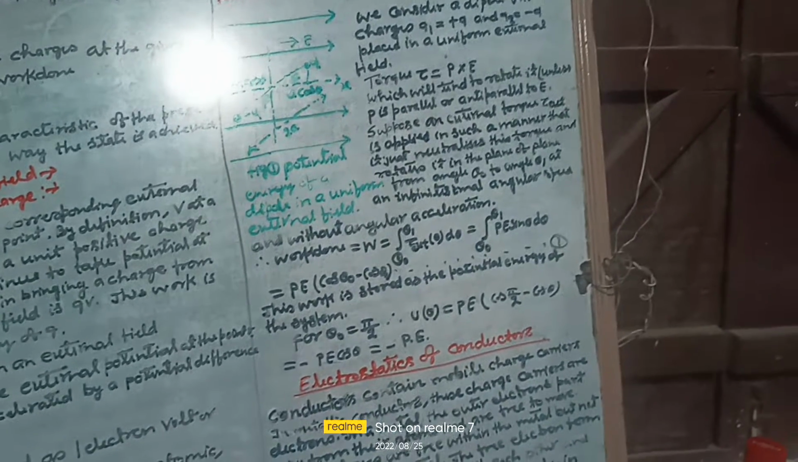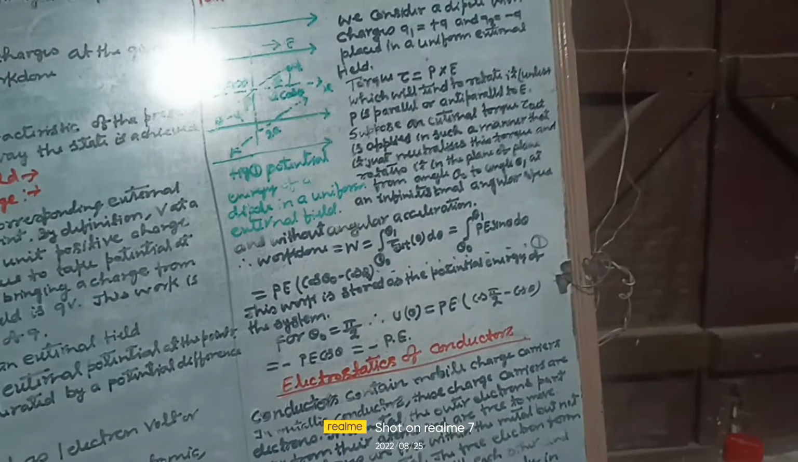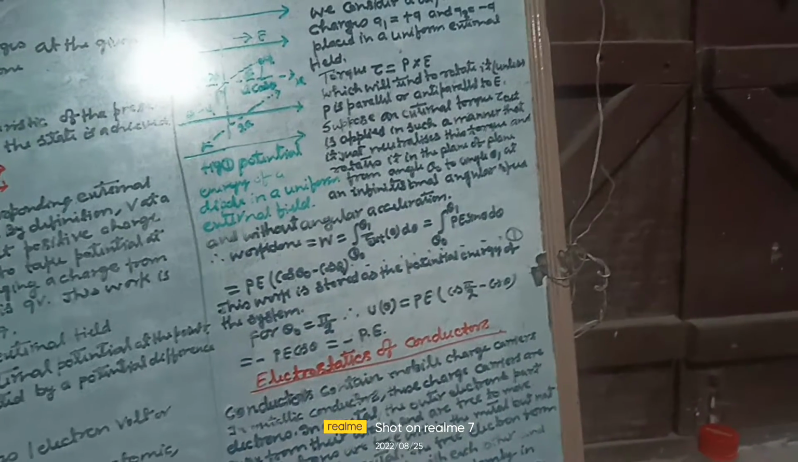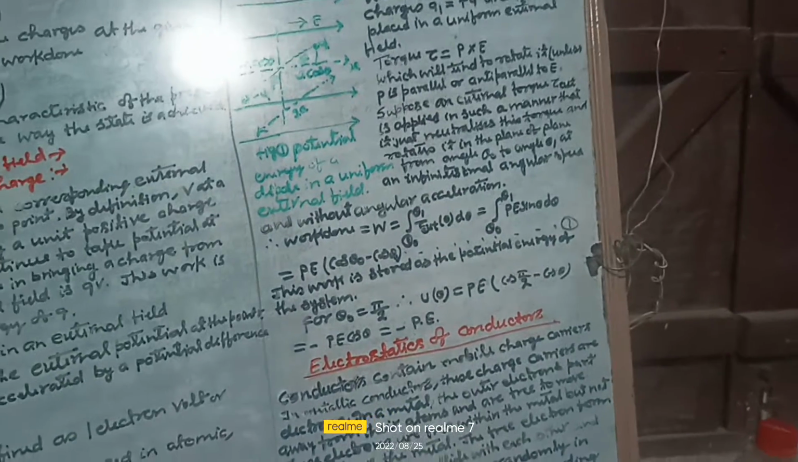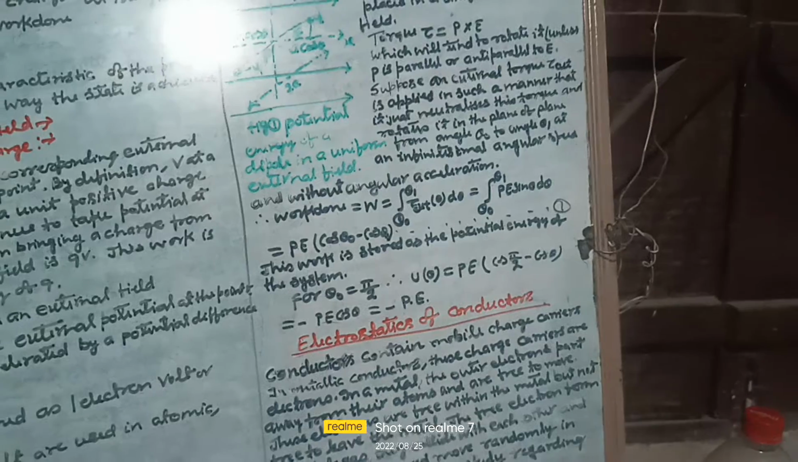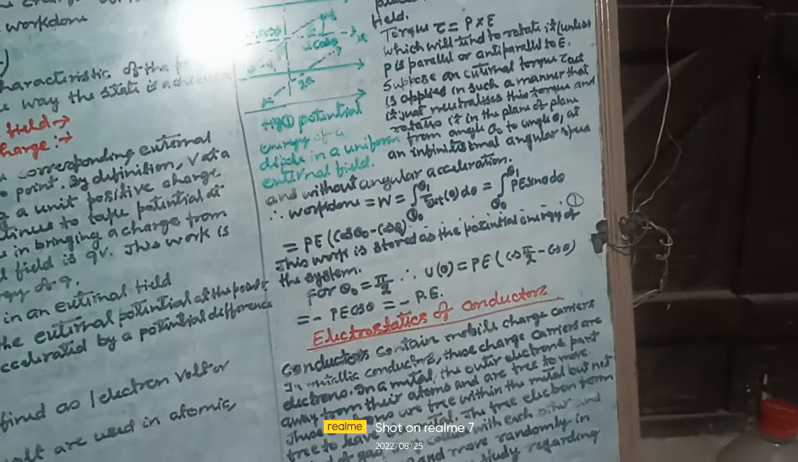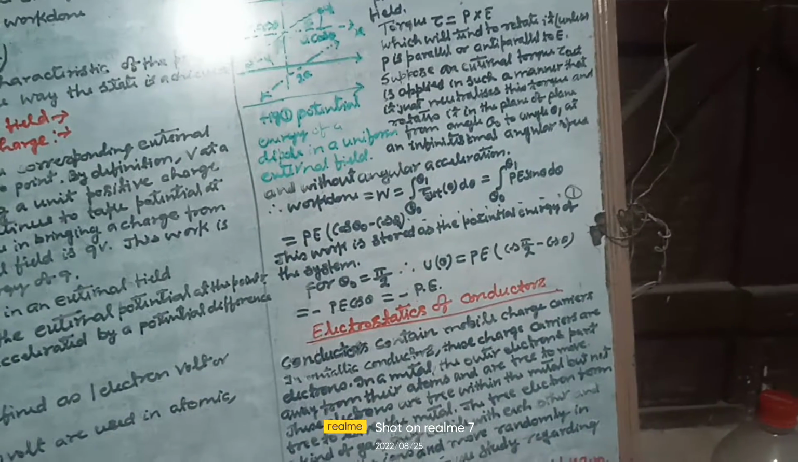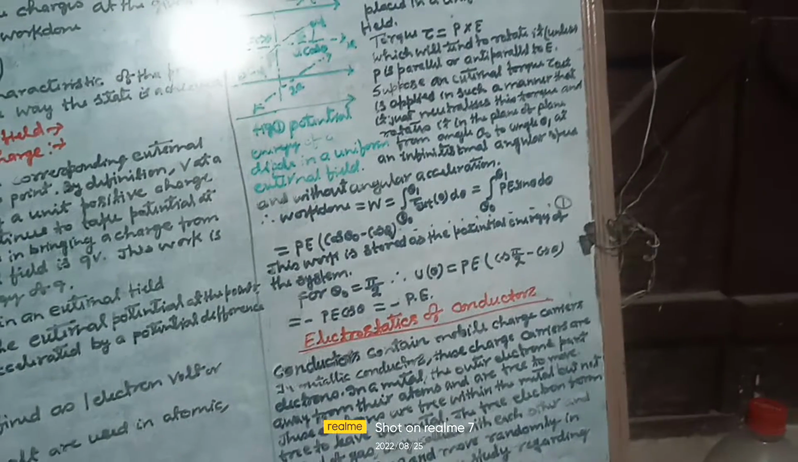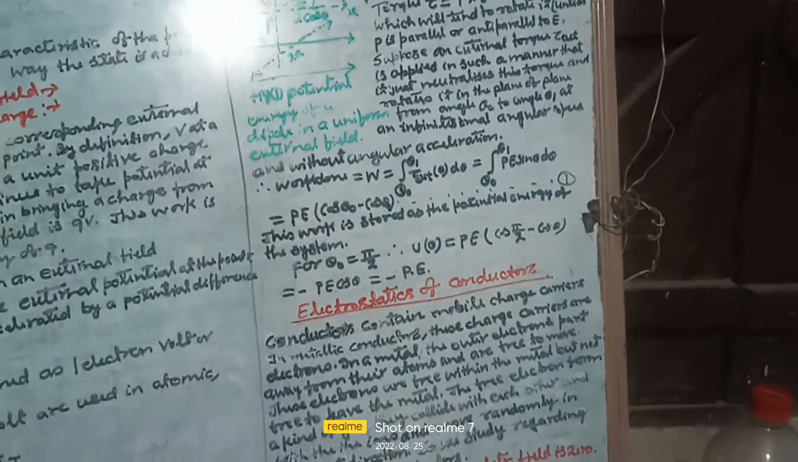Work done W = ∫ from θ0 to θ1 of τ external dθ = ∫ from θ0 to θ1 of pE sin θ dθ = pE (cos θ0 − cos θ1). This work is stored as the potential energy of the system. Taking θ0 = π/2, U = pE (cos π/2 − cos θ) = −pE cos θ = −p·E.